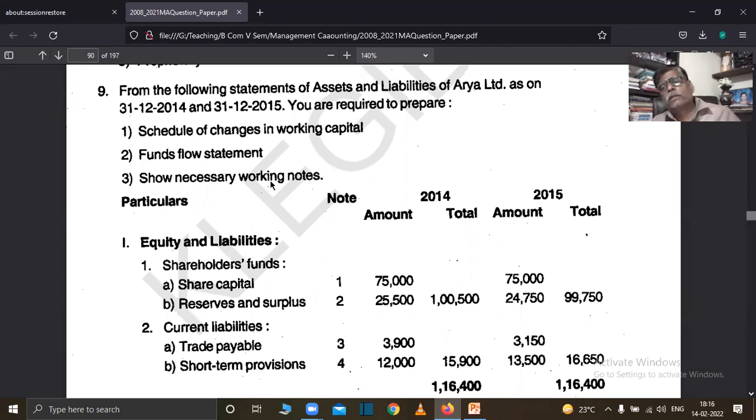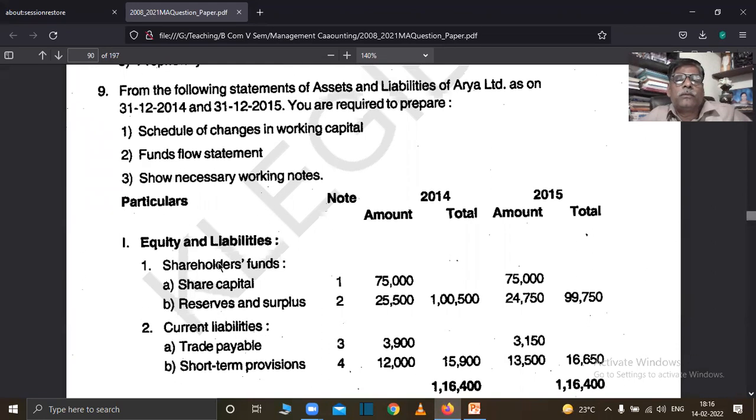First, you have to prepare schedule of changes in working capital. Second, you prepare the required accounts. And third, funds from operation. Last, funds flow statement. Like this, you complete. Okay. So you see here.